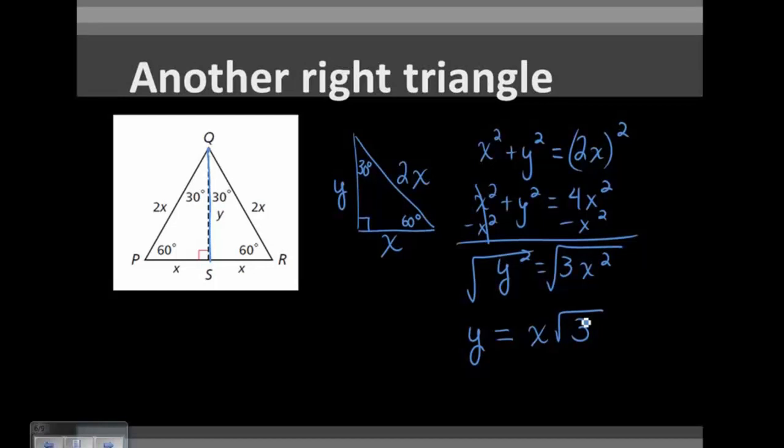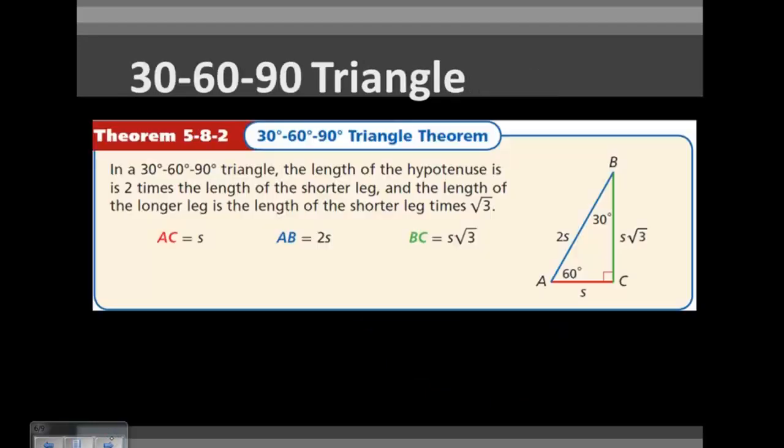So what this says is, in any 30, 60, 90 triangle, one leg is x. The hypotenuse is 2 times that leg, which is the shorter leg because it's across from the 30-degree angle. So the shortest leg is x, across from the 30-degree angle. The hypotenuse is always 2x, and the other leg is the shorter leg times the square root of 3. So let's see what that looks like in theorem form.